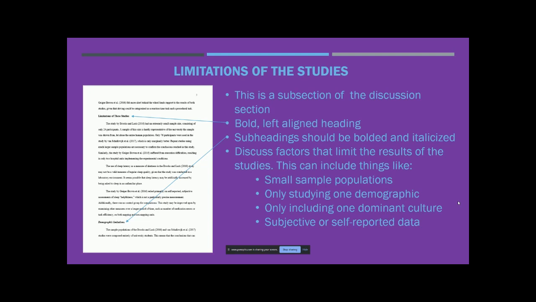And then if there's one limitation that you really want to hammer down on, you can make another subheading underneath the limitations heading. So I did that here with the demographic limitations, where I just italicized it and bolded it.